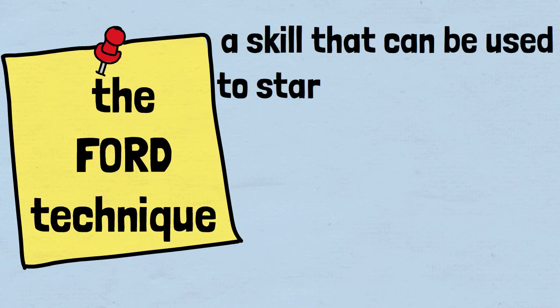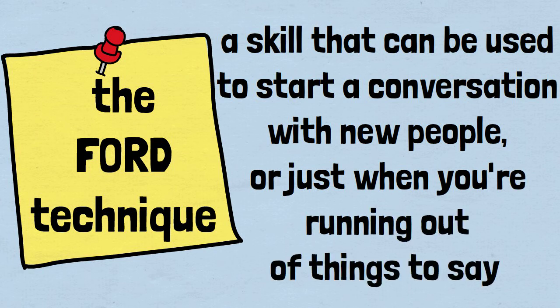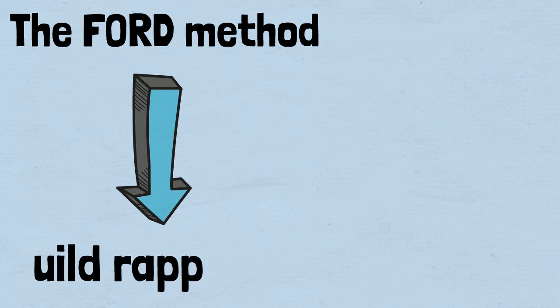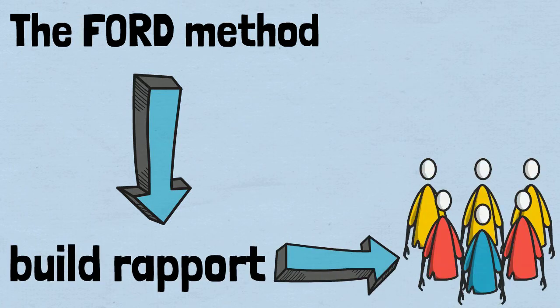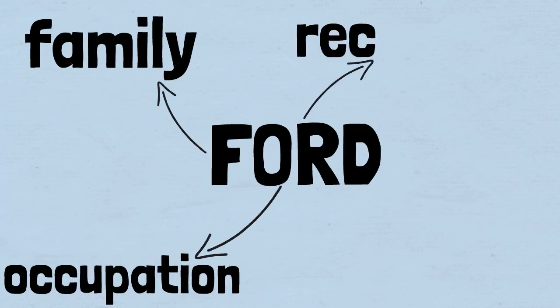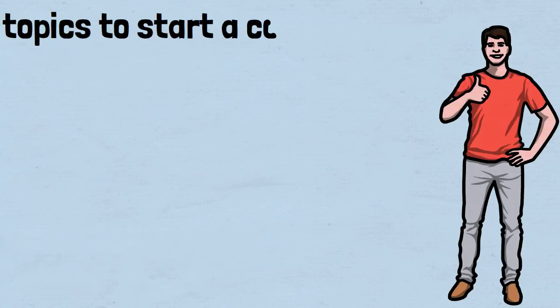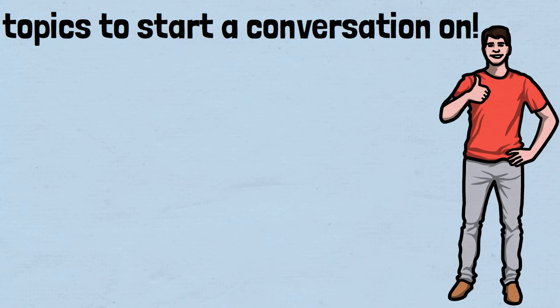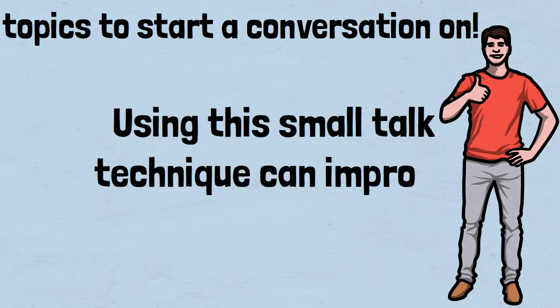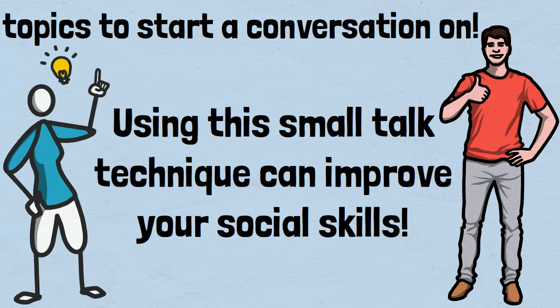This is a skill that can be used to start a conversation with new people or just when you're running out of things to say. The F.O.R.D method is a process used to help build rapport with other people by learning about them through asking questions. F.O.R.D is an acronym for Family, Occupation, Recreation, and Dreams. These are used as topics to start a conversation on. Using this small talk technique can improve your social skills and ability to build strong relationships.